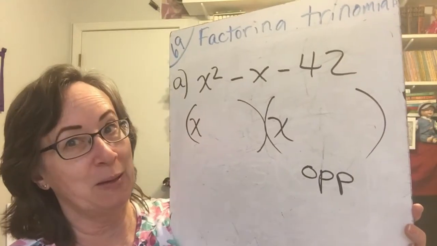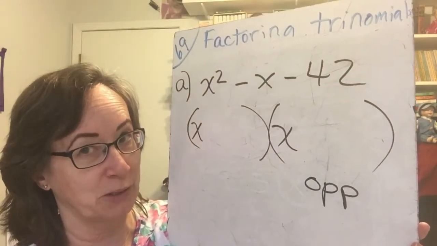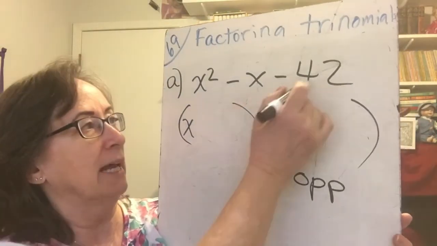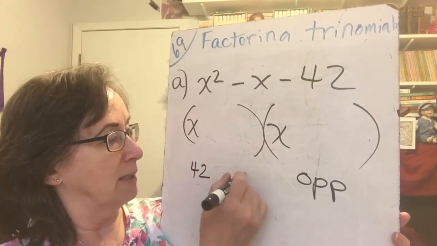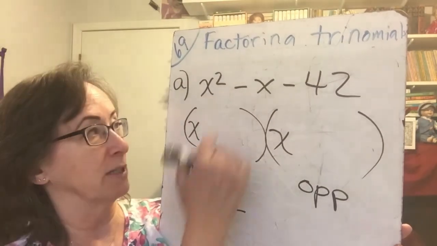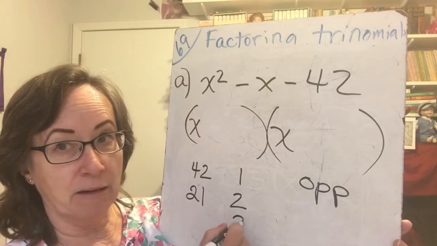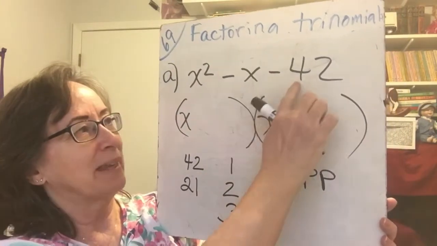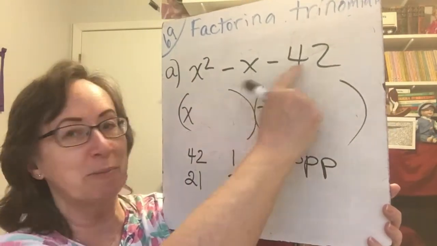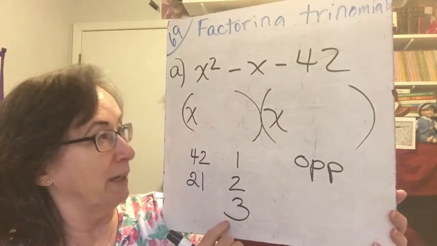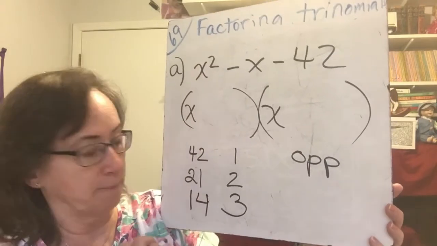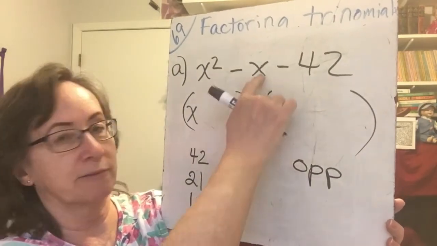So maybe 6 and 7 just popped into your head. If they did, you're right. But let's suppose it didn't pop into your head. Let's go to 42. 42 times 1, 2 times 21. Okay, now those don't have a difference of 1. Okay, 3 goes into 42. Do you remember how to tell? Add those two digits together and you get 6. 6 is divisible by 3. Therefore, the whole number is divisible by 3. So 3 goes into 42 14 times. Not a difference of 1, is it?